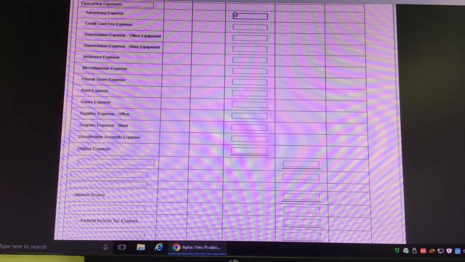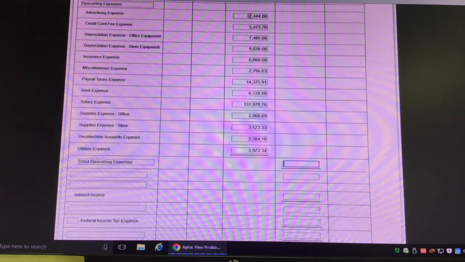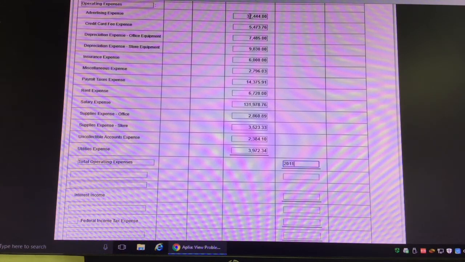I'm going to go ahead and put these values in rather quickly, and then we're going to total our operating expenses, which is going to be down here. When we total this up, our total operating expenses is $201,144.12.